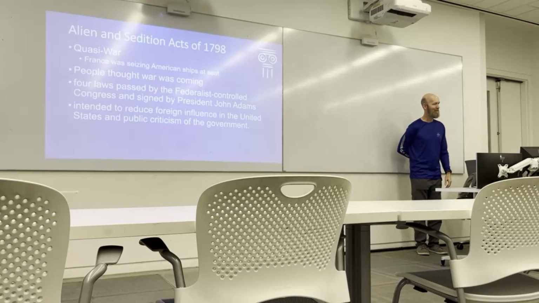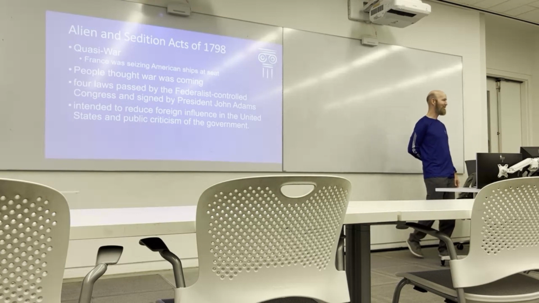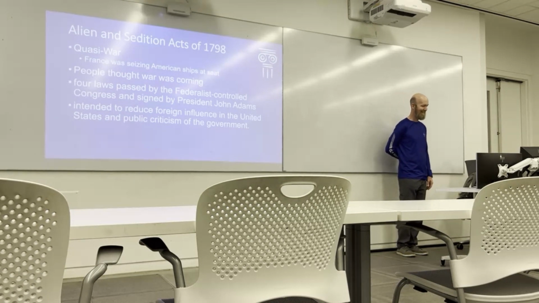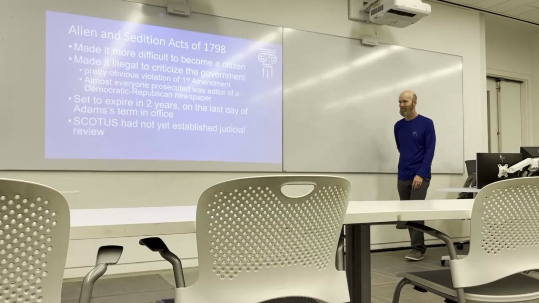If you remember, judicial review comes from the Marbury v. Madison case in the 1800s. So at this point, the Supreme Court had never done that and didn't in this case either. So how did it get removed? Well, let me go to the next slide here.